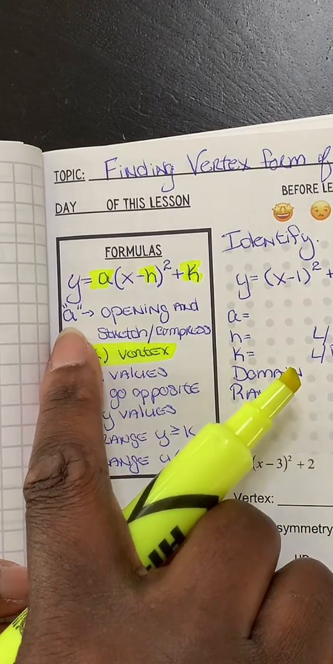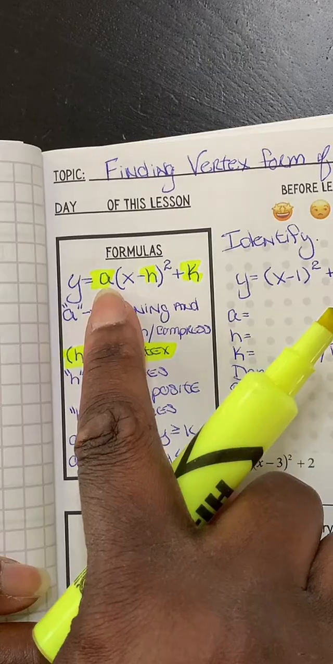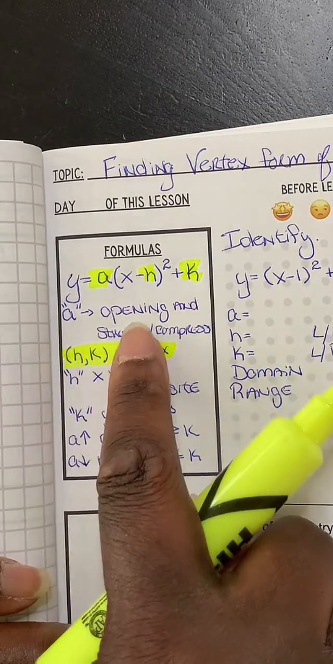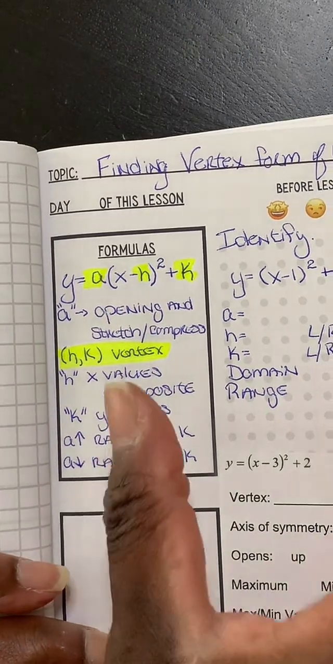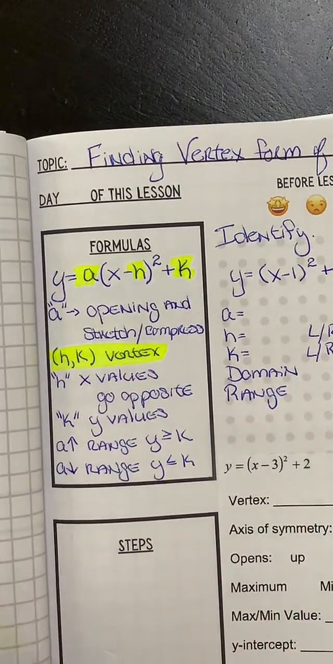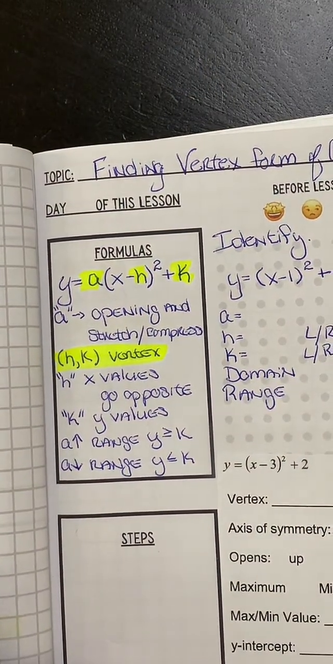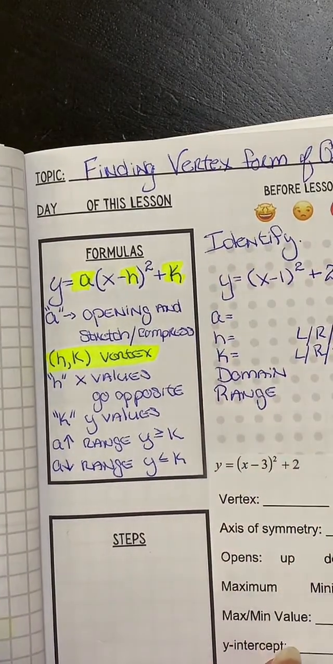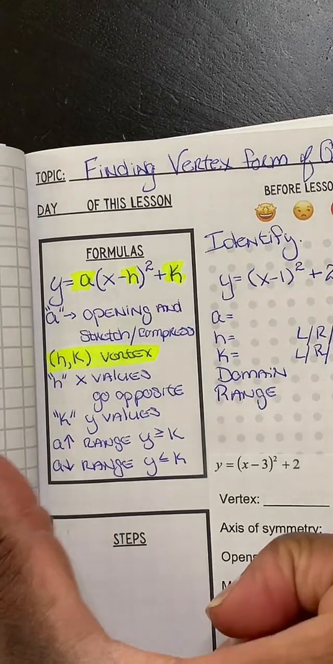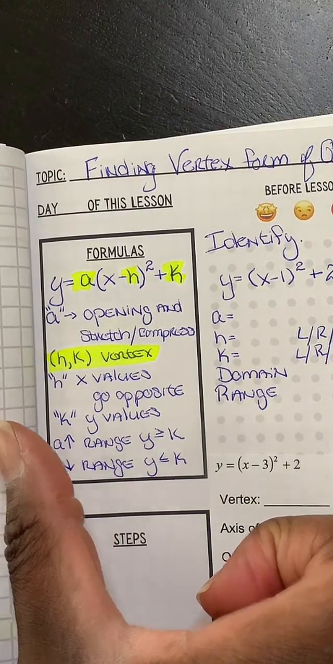Now, the a is going to tell you a couple of things. The a, which is your leading coefficient, is going to tell you how your graph is going to open. If it's going to open up like a cup, or open down like a frown. And also, is your graph going to be long and skinny, aka stretched? Or nice and wide, aka compressed?